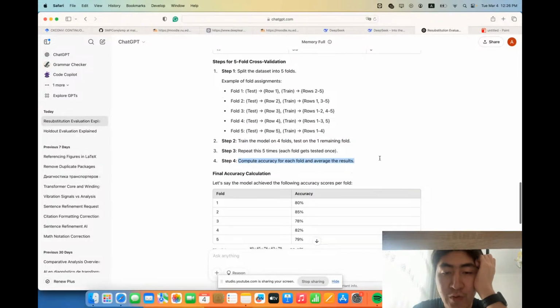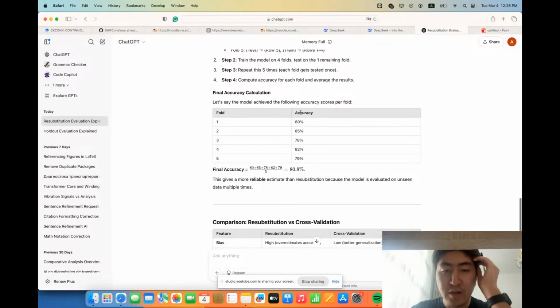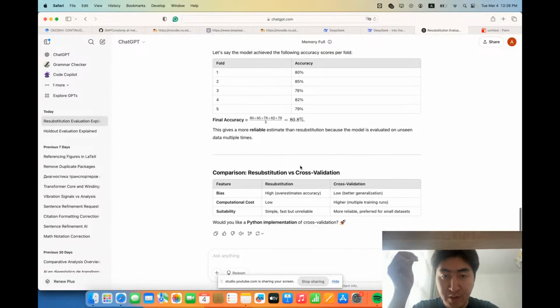Compute the accuracy for each fold and average the results. You see? So I've got here 5 different accuracies for 5 different folds, and what I do is that I just average them and get the average.